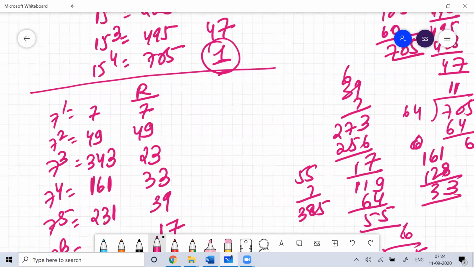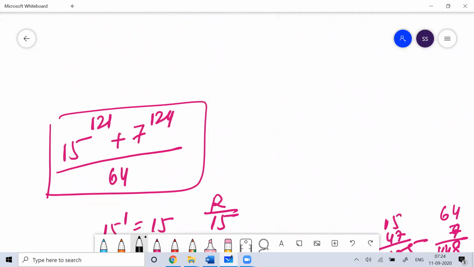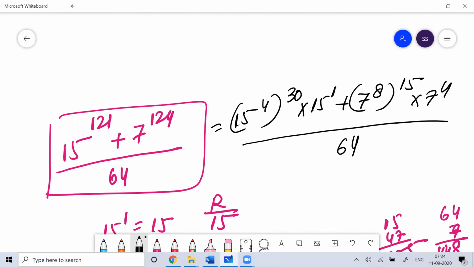So my work is done. All the hard work I've done for that one. So this is 15 to the power 4 into 15 to the power 1 plus 7 to the power 8. So this is 15 into 7 to the power 4, divided by 64.